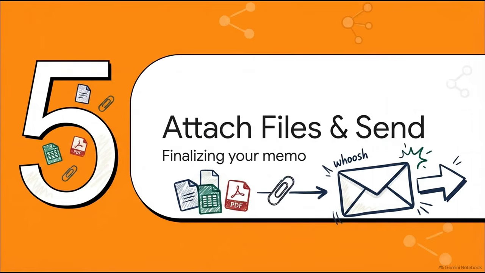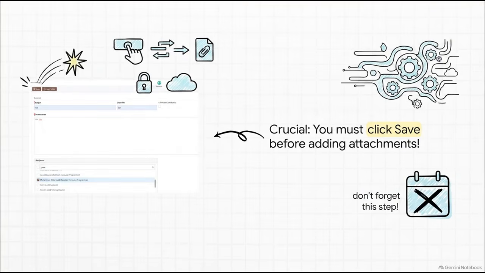Finally, Section 5, attaching files and sending. So the crucial point here is a very specific sequence of events. Look back up at the top left of your composition screen. See that brown Save button? You absolutely must click Save first before you can add any attachments to your memo. Literally, the system needs to securely save your text before it allows any files to be linked to it. Whatever you do, don't forget this step.